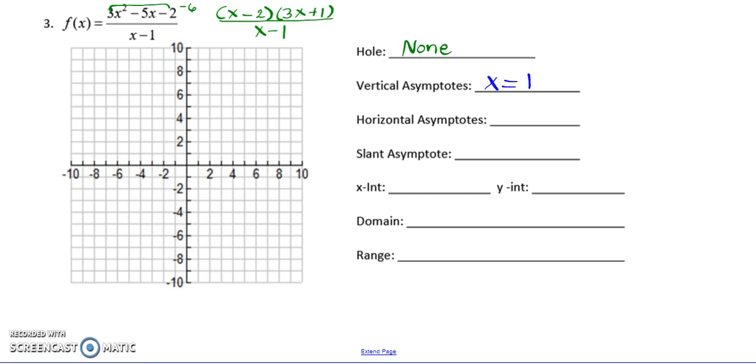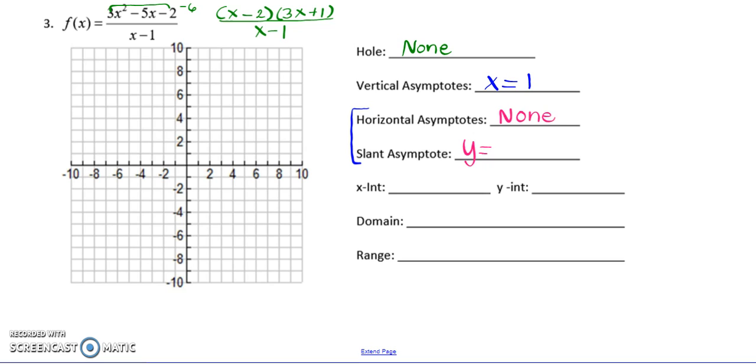And now let's think about our horizontal asymptote. Are we going to have a horizontal or are we going to have a slant? The degree in the numerator is greater than the degree in the denominator, so there's no horizontal. We have a slant. So I'm going to go ahead and put y equals, because it's still going to be y equals.